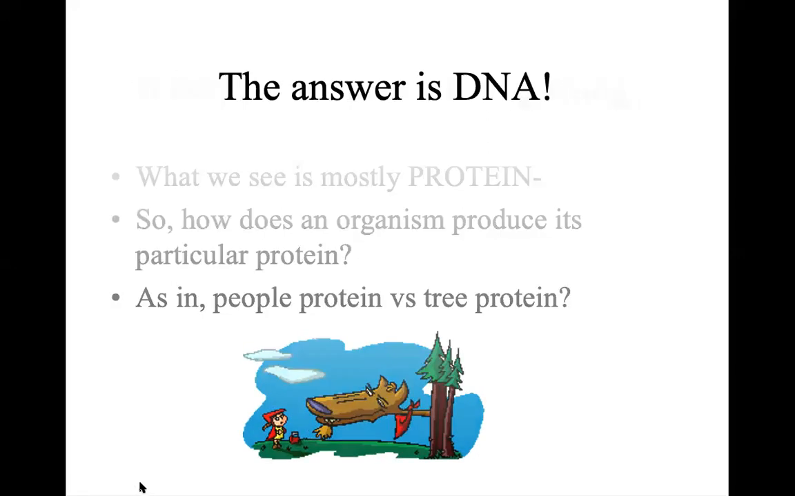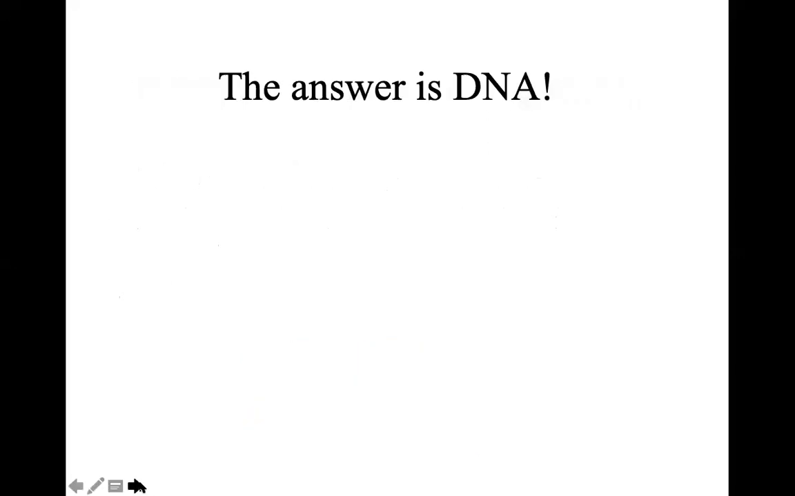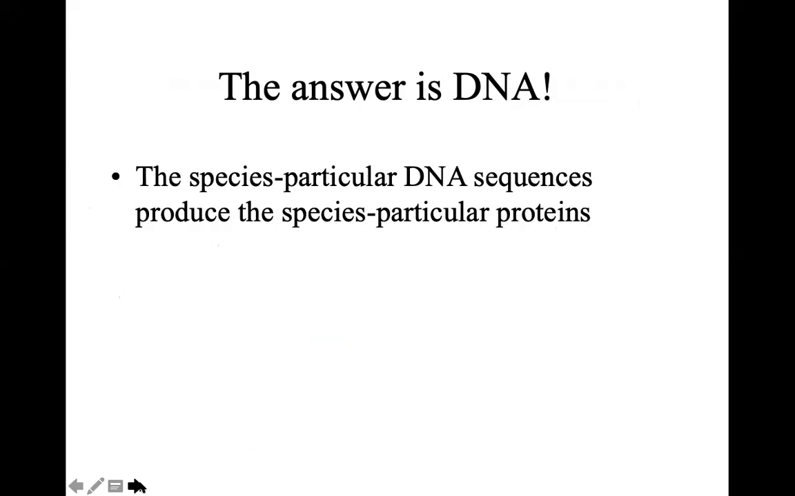The answer to how a protein is synthesized is DNA. That means DNA is involved in protein synthesis, and proteins are the workers of any living activity of a cell. So species-particular DNA sequences produce species-particular proteins. The DNA sequence differs for each species, and even within a species, different individuals vary.